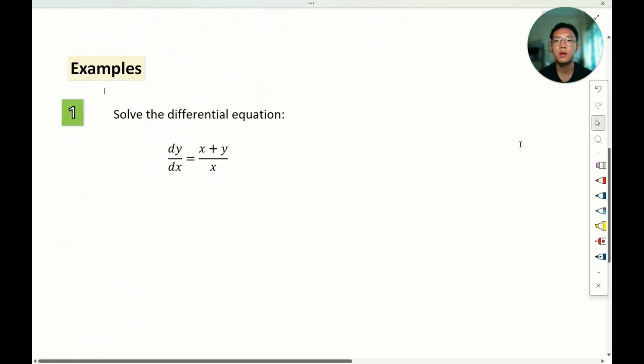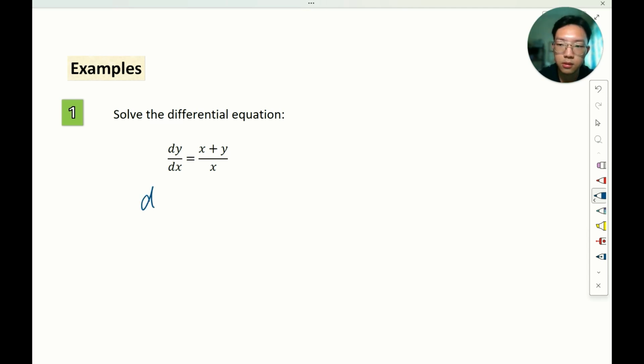First question. Solve the DE dy/dx equals (x plus y) over x. First step, it's always to simplify this equation to make it into a homogeneous form where we can see y over x. In this case, y over x hasn't really popped out yet. So let's simplify it a little bit more. dy/dx equals 1 plus y over x.